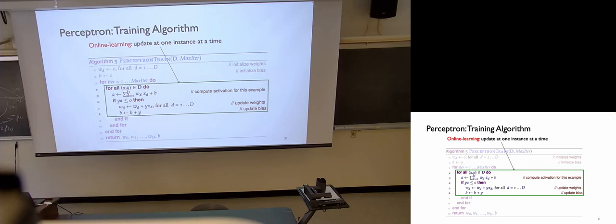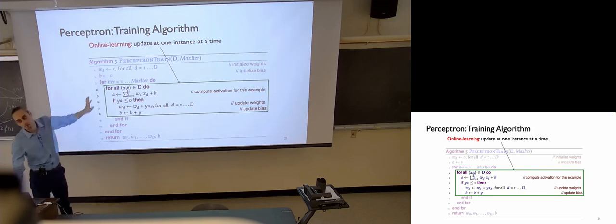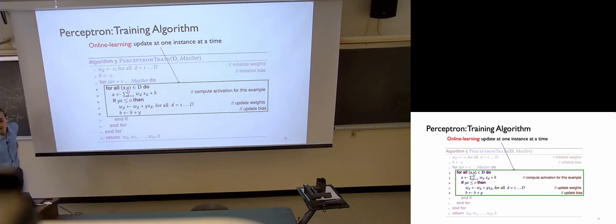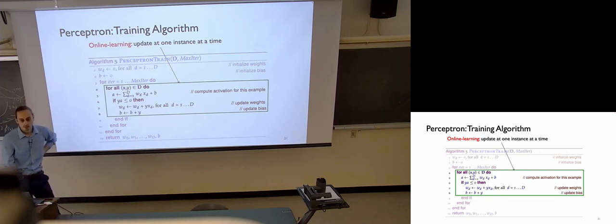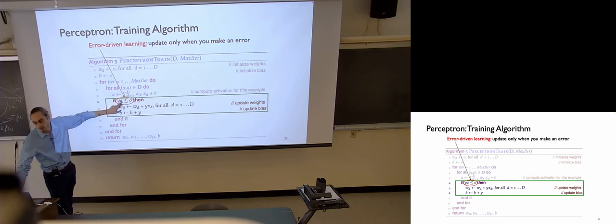This is all we do in perceptron learning. Of course, at the beginning, we initialize the weights and bias to 0, and we repeat this until convergence. This is how we train the perceptron. So again, it's error-driven learning. We only update if there's an error, if we make a prediction error.